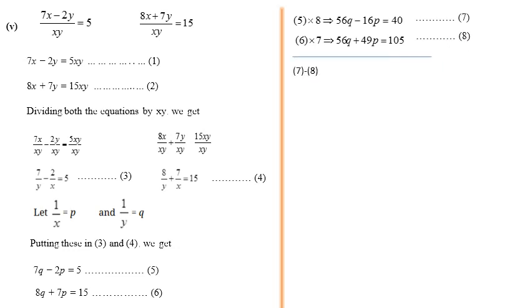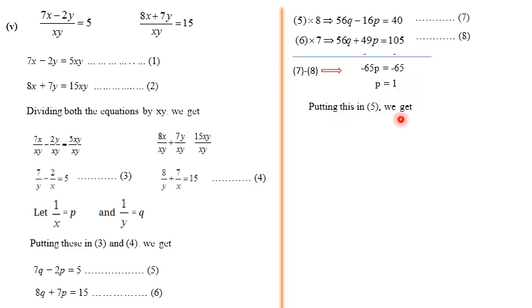Go for calculation, that is 7 minus 8, which means you have to change the signs, that is plus 49 becomes minus 49, plus 105 becomes minus 105. Go for calculation, that is minus 16 minus 49 is minus 65p. Here 40 minus 105 is minus 65. Then p is equal to minus 65 by minus 65, that is equal to 1.